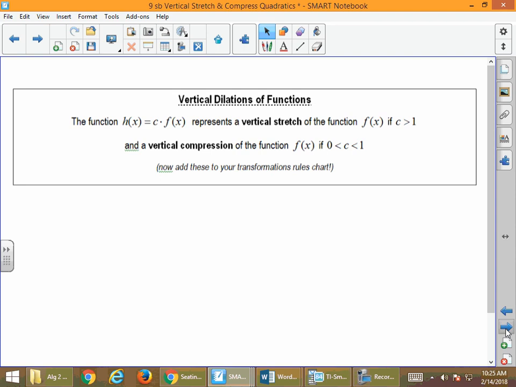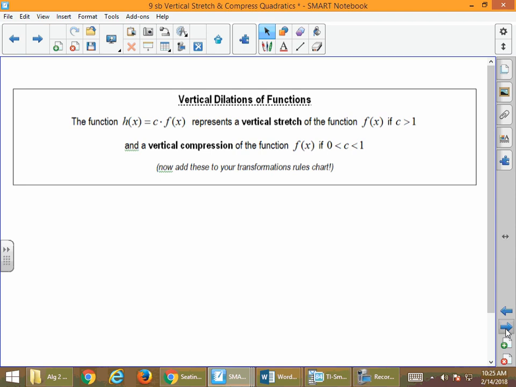So what happens when we're vertically stretching something, we have some number in front of the function. What I'm going to write on our chart in a minute is that it's going to be outside. When there's some number in front of the function, that's where we're going to have either a vertical stretch or a vertical compression. If c is greater than 1, it's going to be a stretch. If c is between 0 and 1, it's going to be a compression, which means it's shrinking.